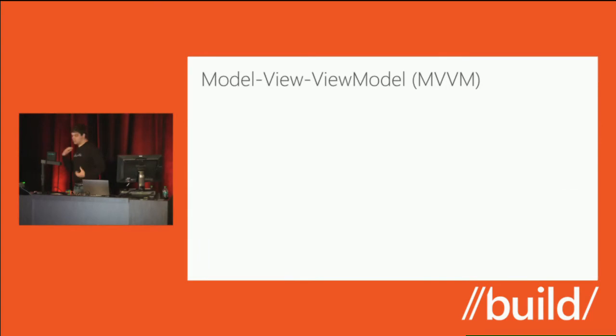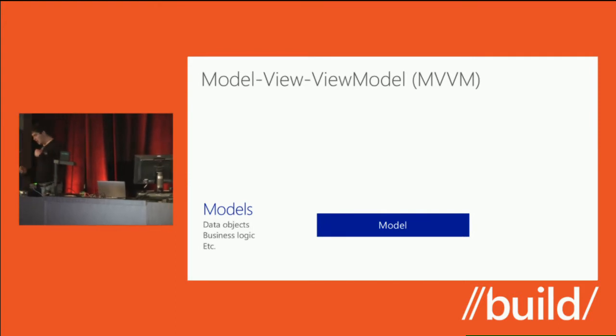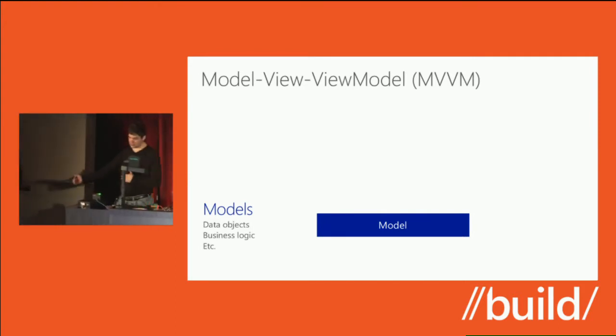For kind of more traditional apps with a user interface, the model view view model pattern is a great pattern for designing those apps. And what it does is at the base, you have a model. And this is data objects, business logic. It can be connecting to a service in the cloud or on a server or something to get data. But it's stuff that's not directly related to the user interface of your application.